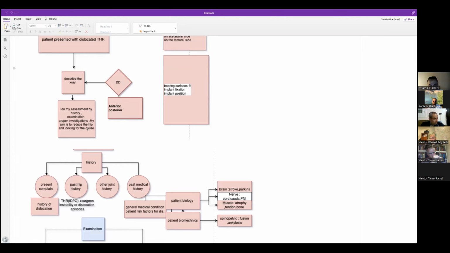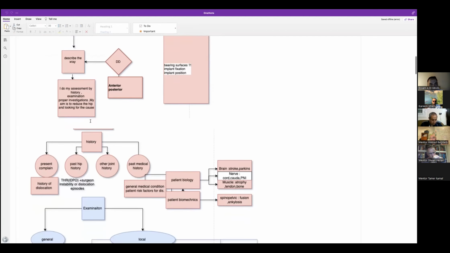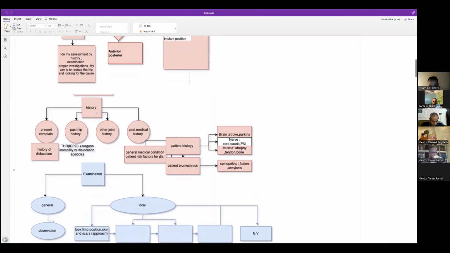Why do you think this lady has a dislocation? Okay, then in the history, make it flow in categories. I will ask about the dislocation. Then I will ask about past hip history. Whenever you read any book, you will find causes of dislocation mentioned: patient factor, surgical factor, surgeon factor, implant, and so on. All this is lovely stuff. However, in the exam, he wouldn't go through that unless you are in basic science or there is something obvious in the X-ray.